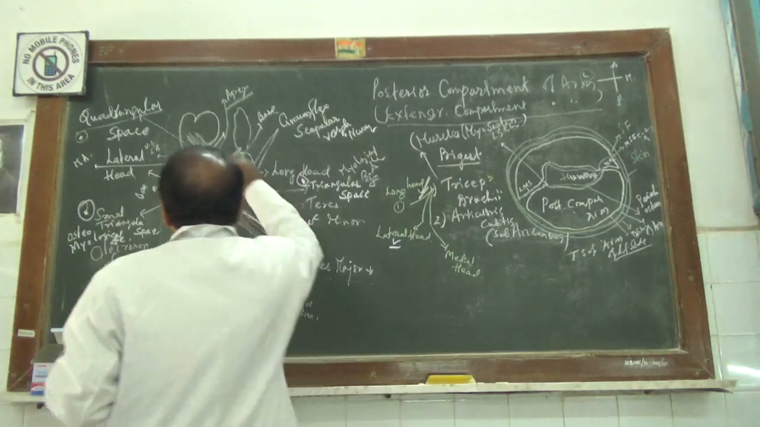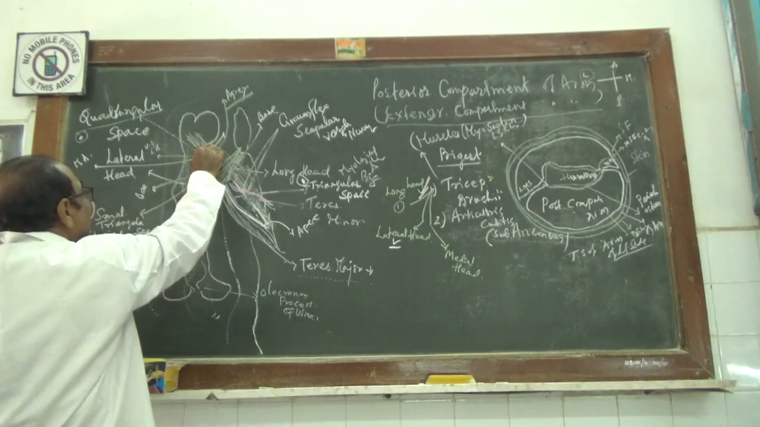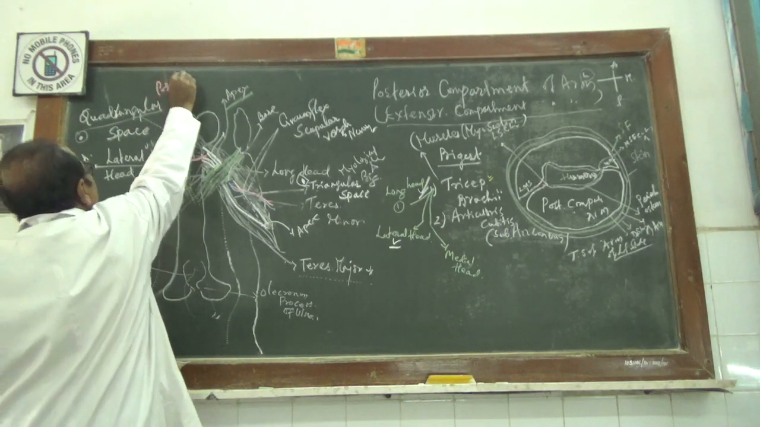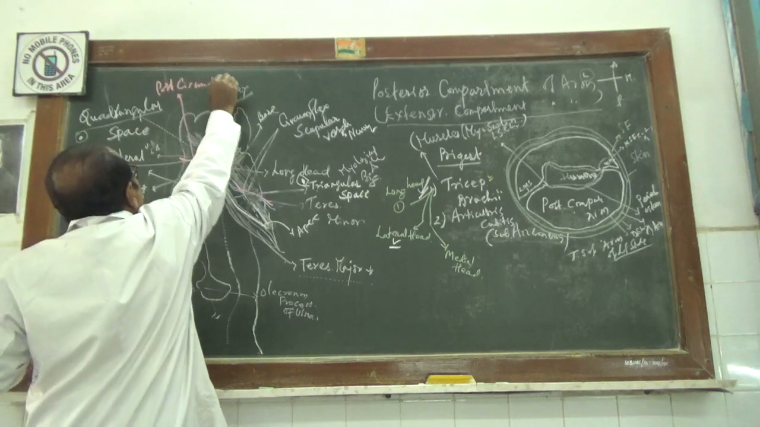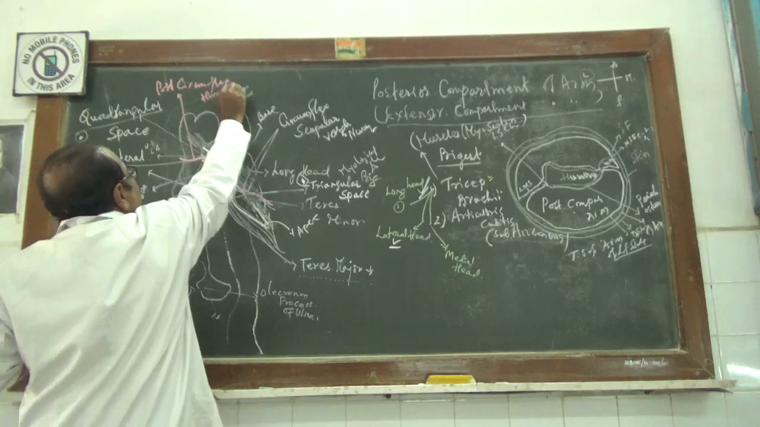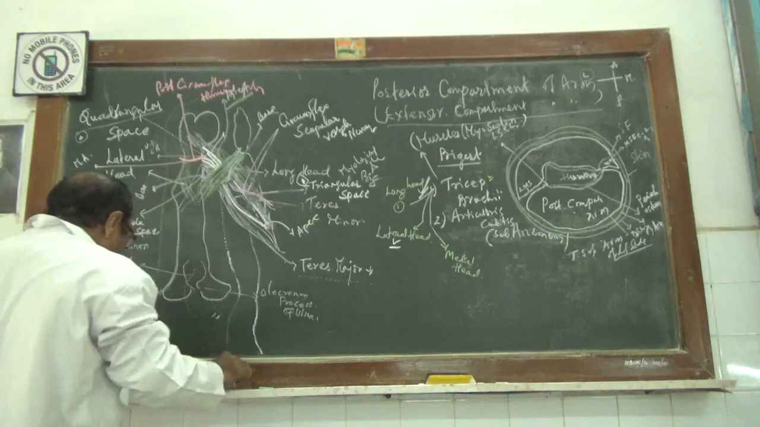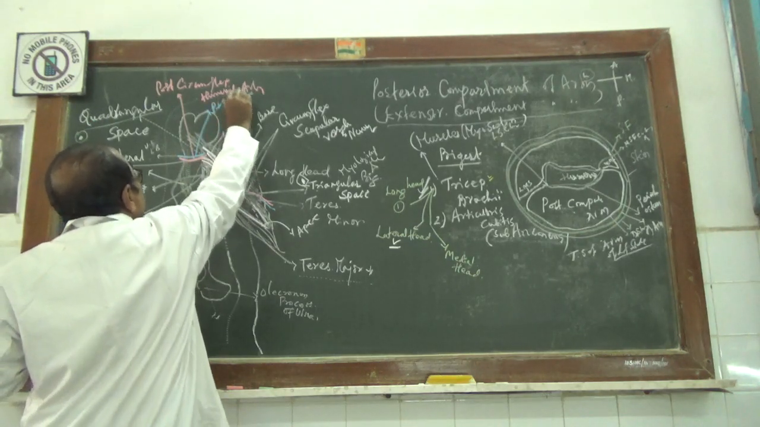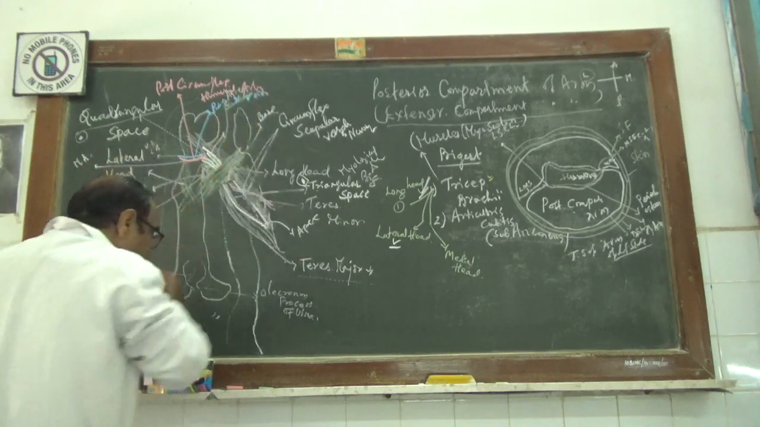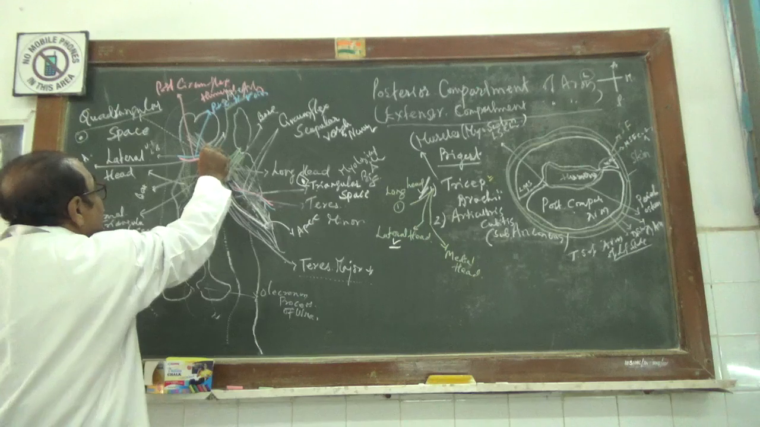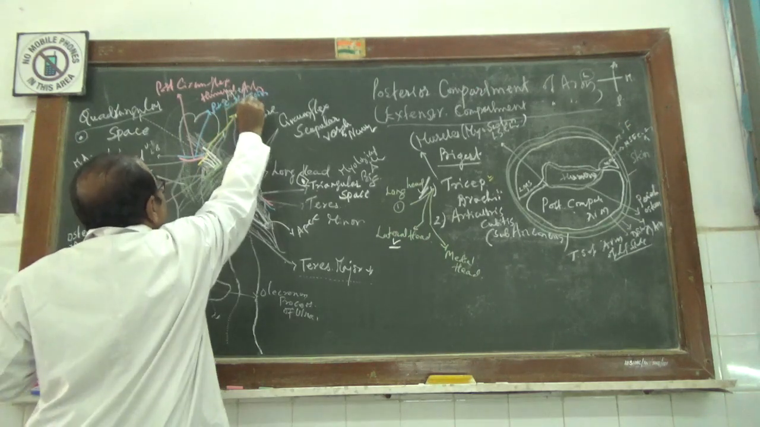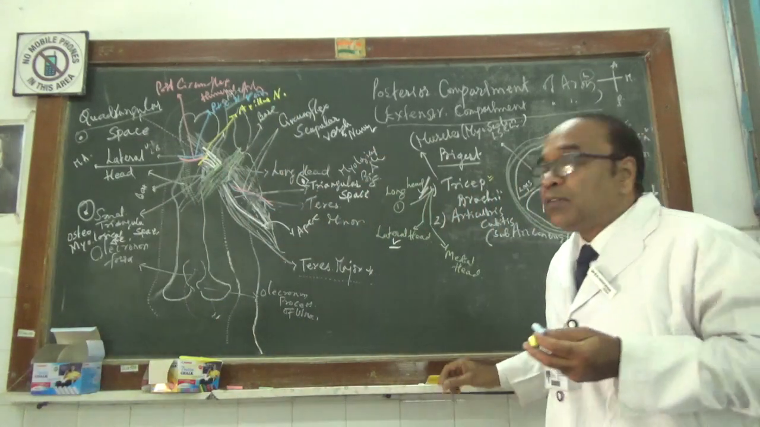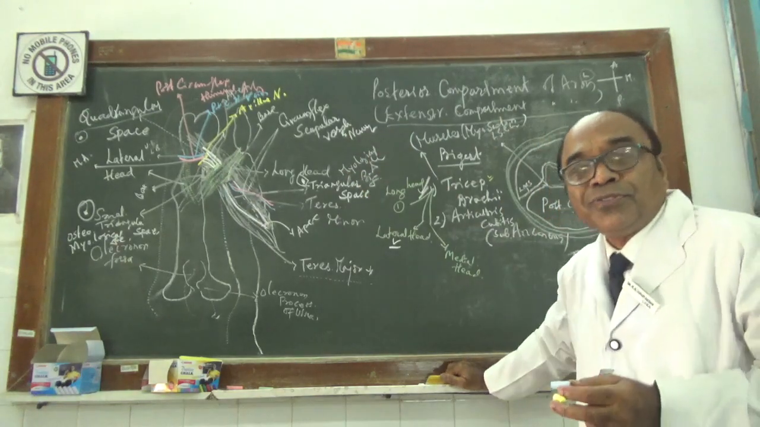Now those structures are the posterior circumflex humeral artery, the posterior circumflex humeral veins, and the axillary nerve from the posterior cord of the brachial plexus. Those will be transmitted through the space.